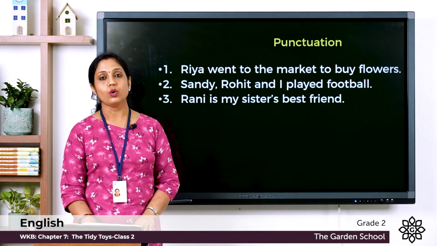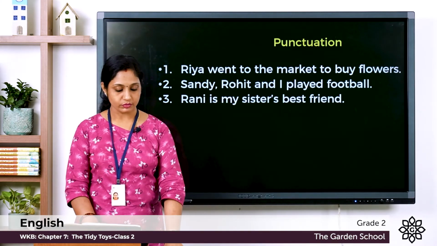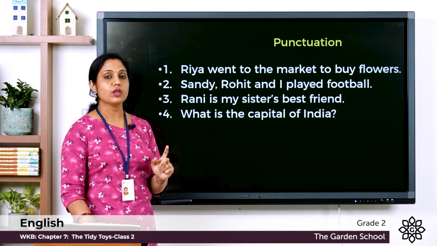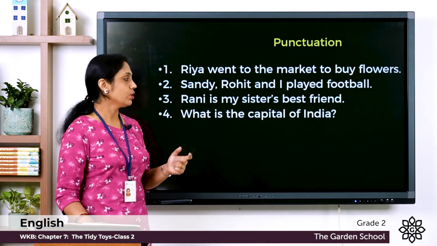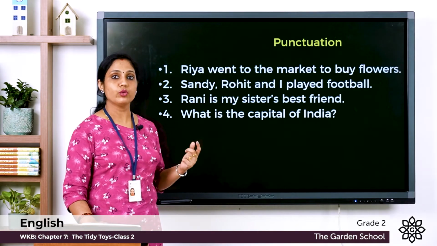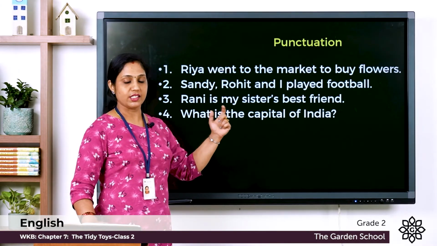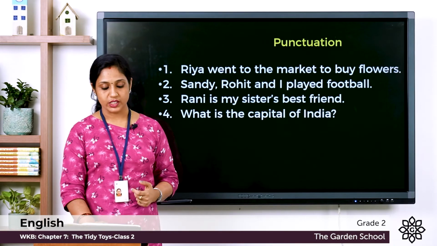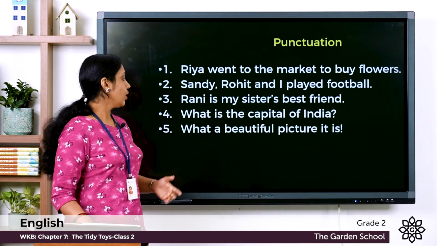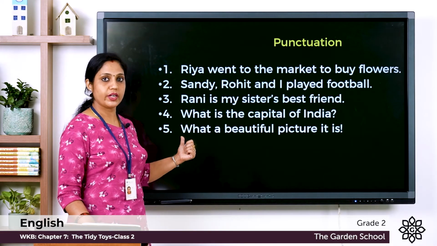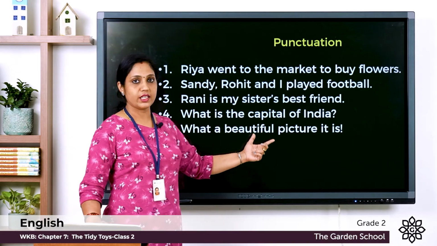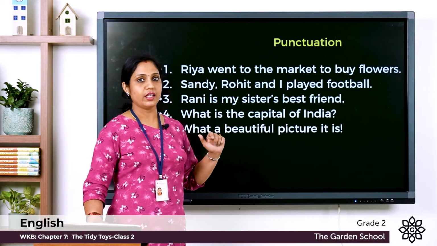The fourth one, what is the capital of India? So what, W should be written in capital letter because we start the sentence with W. So here, what is the capital of India, and it's a question. So you have to insert a question mark at the end of the sentence. Let's look at the fifth question. What a beautiful picture it is. So how can we write it? What? Again W should be written in capital letter. What a beautiful picture it is, and an exclamation mark at the end of the sentence.